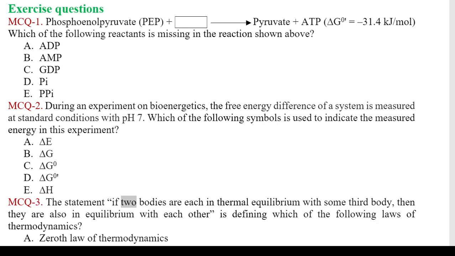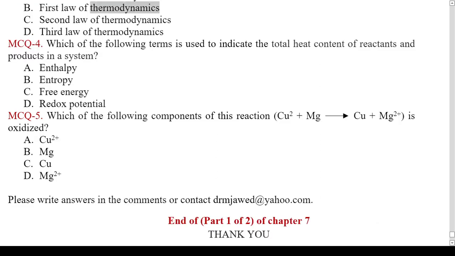MCQ 3. The statement, if two bodies are each in thermal equilibrium with some third body, then they are also in equilibrium with each other, is defining which of the following laws of thermodynamics? Zeroth law of thermodynamics. First law of thermodynamics. Second law of thermodynamics. Third law of thermodynamics. MCQ 4. Which of the following terms is used to indicate the total heat content of reactants and products in a system? Enthalpy, entropy, free energy, redox potential. MCQ 5. Which of the following components of this reaction, Cu2+ plus Mg gives Cu plus Mg2+, is oxidized? Cu2+, Mg, Cu, Mg2+.